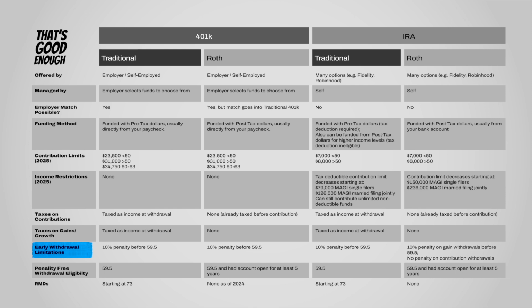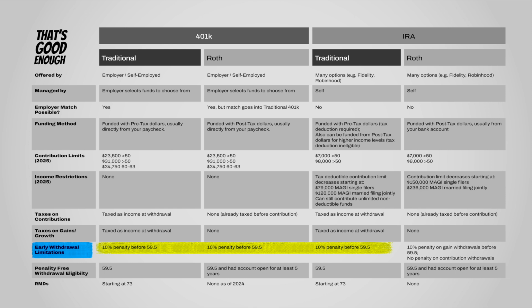Roths are incredible tax-saving vehicles. There are two other differences between the account types. First is early withdrawal limitations. Here, it's the other three account types that have the worst benefit. Traditional IRA, traditional 401k, and Roth 401k do not allow withdrawals earlier than age 59 and a half without incurring a 10% penalty, plus any taxes for a traditional account.